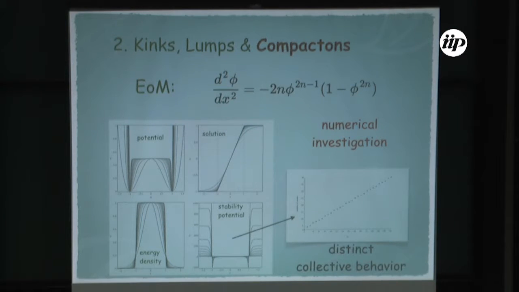And this has a distinct collective behavior. This is the first physical good thing that I can say about compactons. Solitons, if you put one near the other, interact because they have a tail. Compactons do not. They form an ideal gas. So the collective behavior of compactons is completely different from the collective behavior of solitons of this kind. Please.